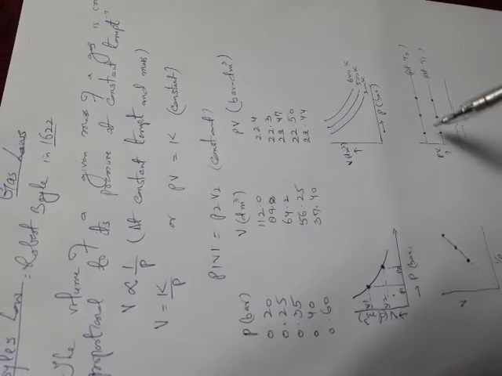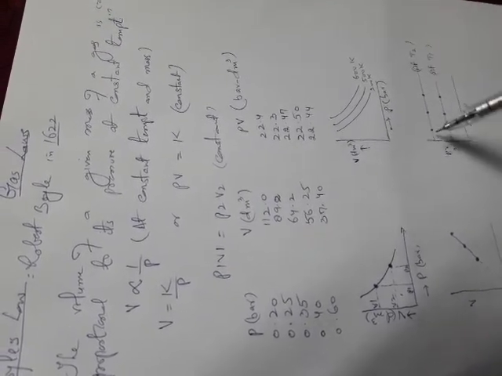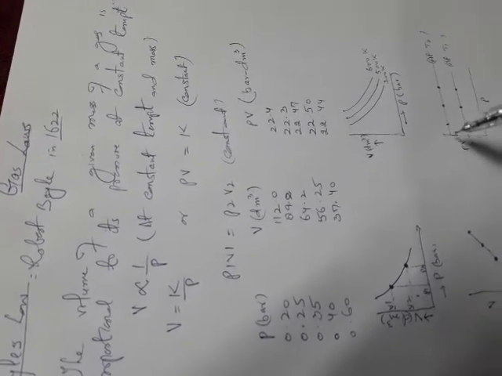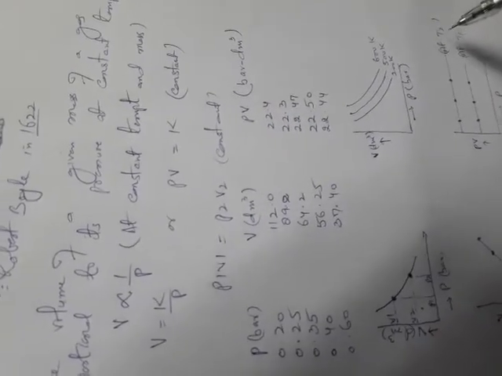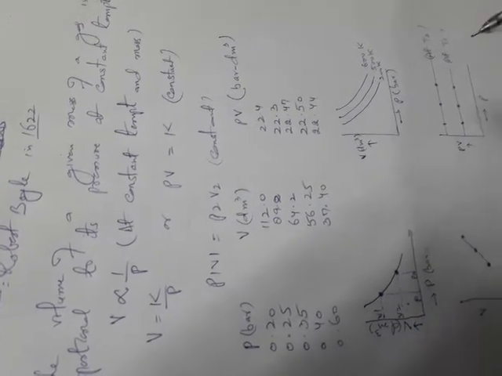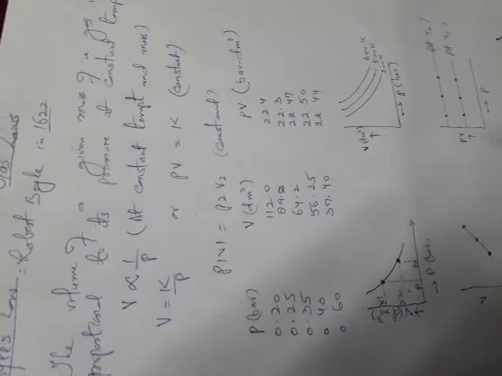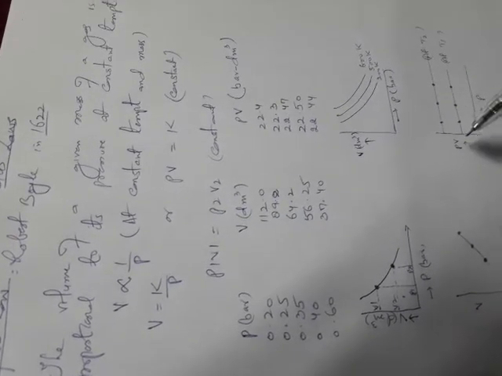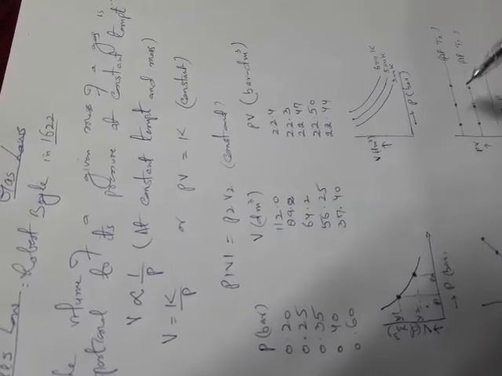Similarly, this is again a straight line. You can see that the product of pressure and volume remains constant even if we increase the pressure. This is at temperature T2. Now you can see that as the temperature increases to T2, this product of pressure and volume gets increased.